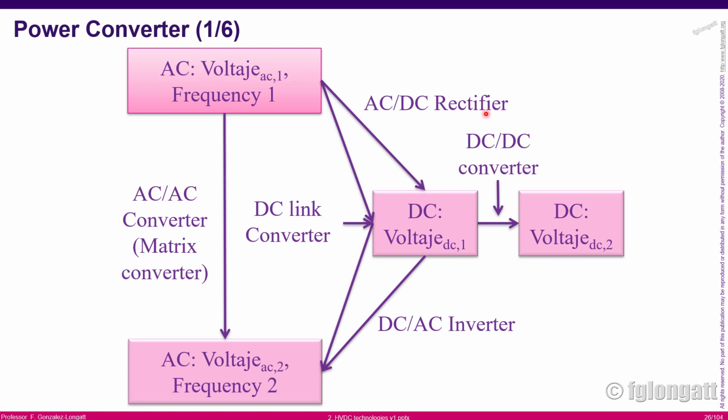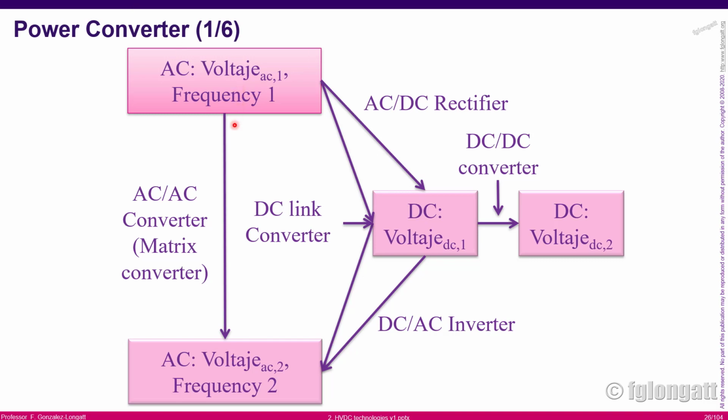On the other hand, if you start from a DC signal, you use commutation, closing and opening those switches, and create an AC signal. We call that an inverter. An inverter is basically a device that takes DC and converts it into AC.